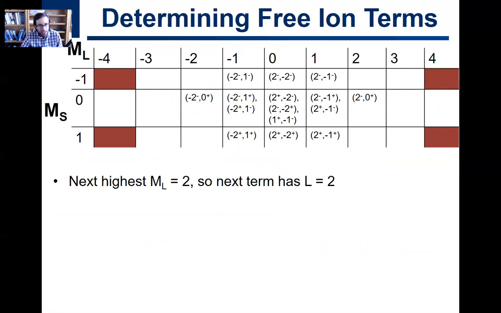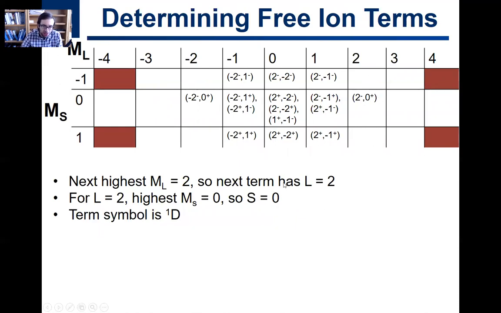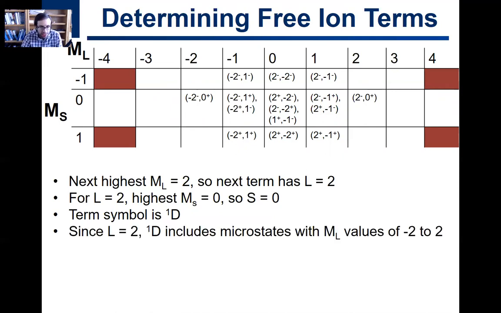Continue on. Next highest M sub L is 2. And so the next term has L equals 2. For L equals 2, the highest M sub S that's left is 0, right? We don't have any M sub S of 1 left. So S is going to be equal to 0. So we call this a singlet D. Why a singlet? Because S equals 0. 2 times 0 plus 1 is 1. And then we have D because L equals 2. Remember, go S, P, D. S for 0, P for 1, D for 2. So we're at singlet D.